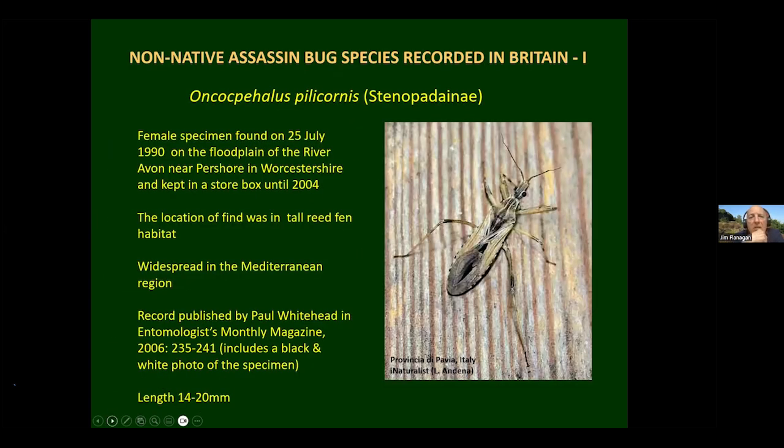Just finally, non-native assassin bug species recorded in Britain. Oncocephalus pilicornis. This is a strange one. This was found a long time ago, but it wasn't until well after the find that it was identified as Oncocephalus pilicornis, found in a natural setting, and it was rather puzzling to the people who were looking into this. Paul Whitehead in the main, and he suspected that it might occur in other tall reed fens where it was found in Worcestershire. But we've had no records since then of it. So how it managed to be in the River Avon near Pershore, or in the floodplain of the River Avon, we don't really know. It's an enigmatic record.